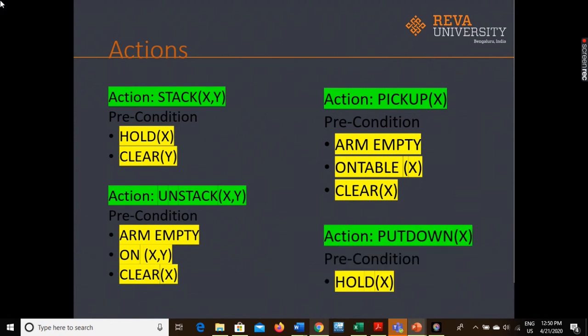Now, what is the last action that we need in order to achieve the goal state? It is the put down action. Put down a particular block on the table. Now, the precondition is, in order to put down a particular block, the robot arm should be holding that particular block. To put down the block x, the robot should be holding x.